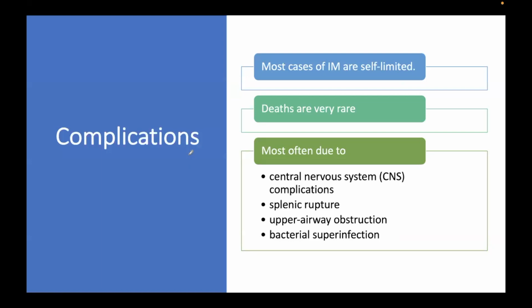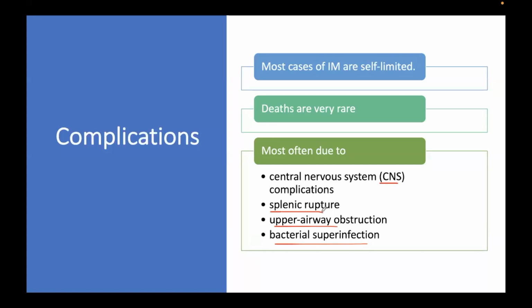For the complications, majority of infectious mononucleosis is self-limited. Death is very rare. If death does occur, Harrison's clearly enumerates the following situations. 1, if there's CNS complications. 2, if there's splenic rupture. 3, if there's upper airway obstruction from enlarged tonsils, which is more common in children, and 4, if there's bacterial superinfection. Okay, please take note of that.